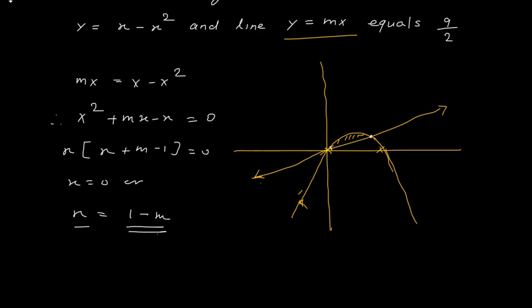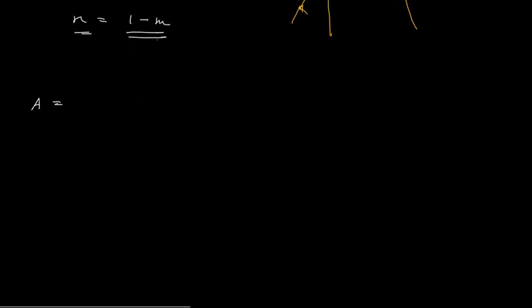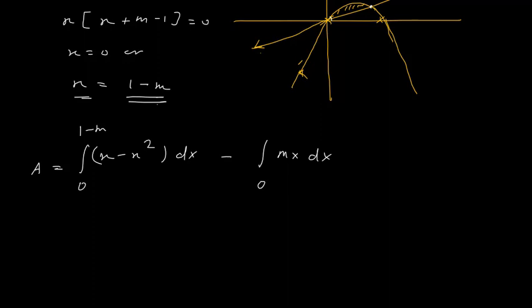x is equal to 1 minus m, right. So, here the x coordinate is 1 minus m, and there will be some y coordinate, but I don't require the y coordinate. Therefore, I will say that the area equals the integration of this parabolic curve, x minus x square dx, with the limit between 0 to 1 minus m, minus the integration of y equals mx dx, and again the limit is 0 to 1 minus m.